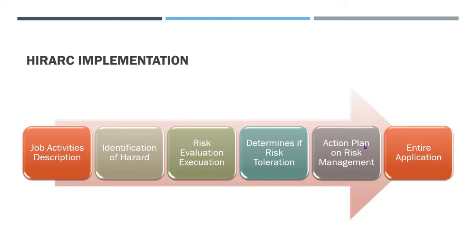The third step is the risk evaluation. The fourth step is determining the risk tolerance, then taking the action plan on risk management. So we apply the plan to counter the hazard, and we apply all our plans in our daily job.